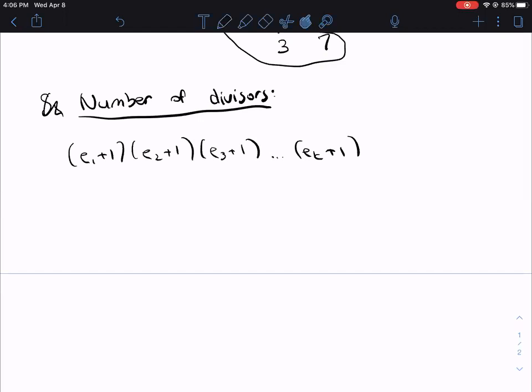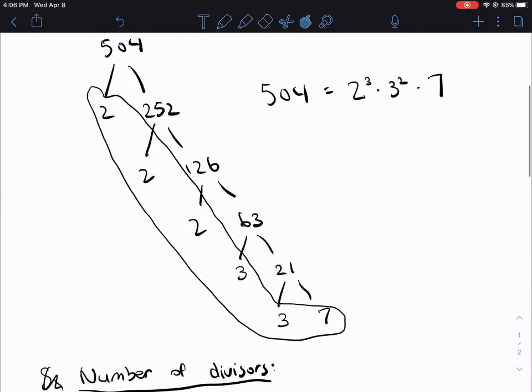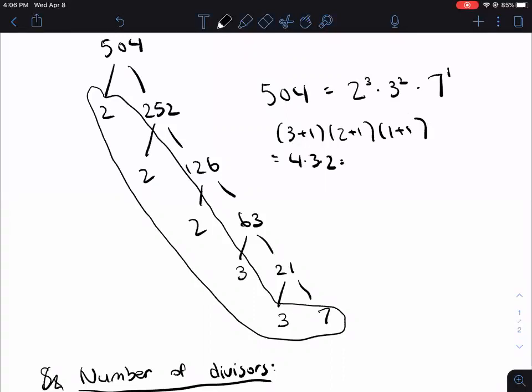Okay, so we can also do this with this number. So we have 2 to the third times 3 squared times 7. So the number of divisors would be 3 plus 1 times 2 plus 1 times, and this is 7 to the 1, so it's 1 plus 1. And this is 4 times 3 times 2, which is 24. Does that make sense?